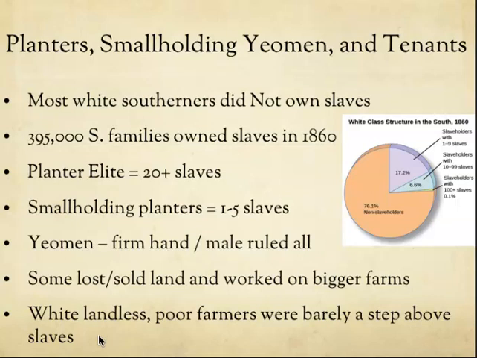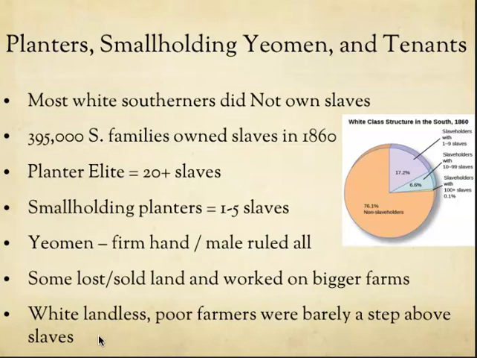The smallholding planters had one through five. The yeomen, they had a firm hand. They ruled a lot. The males were in charge. Some of them would lose or sell their land, and then they would work on the bigger farms. So kind of think of it as a renter. Maybe they had at one time a little bit of land and didn't find it financially feasible, and so they sell it and go and work on the other lands.